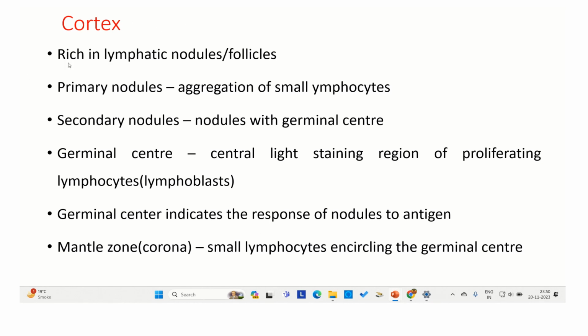Then what is the cortex? Cortex is rich in lymphatic nodules or follicles. Primary nodules are aggregations of small lymphocytes. Here there is actually no response of lymphocytes to the antigen. That's why they are primary nodules. Secondary nodules are nodules with germinal center. This is actually happening because it has been exposed to some kind of antigen. So the germinal center is the central light staining region of the proliferating lymphocytes, otherwise called lymphoblasts. The germinal center indicates the response of nodules to antigen. Mantle zone or corona is the small lymphocytes encircling the germinal center.